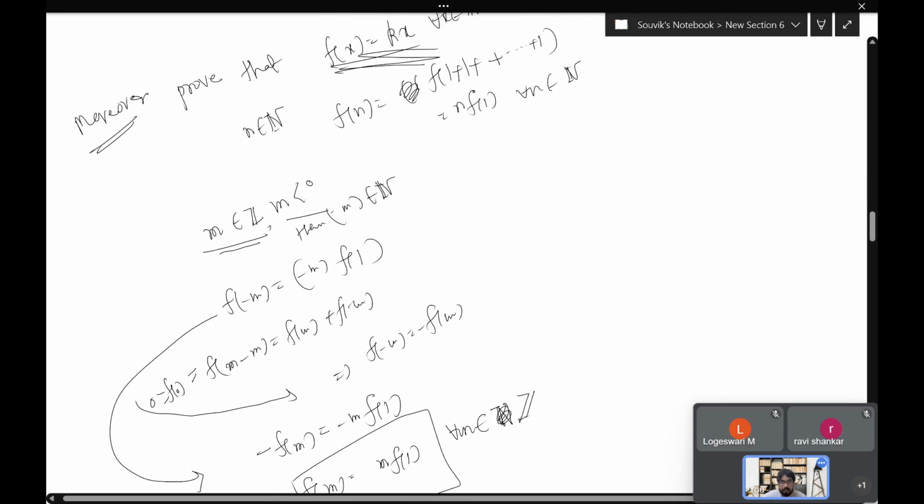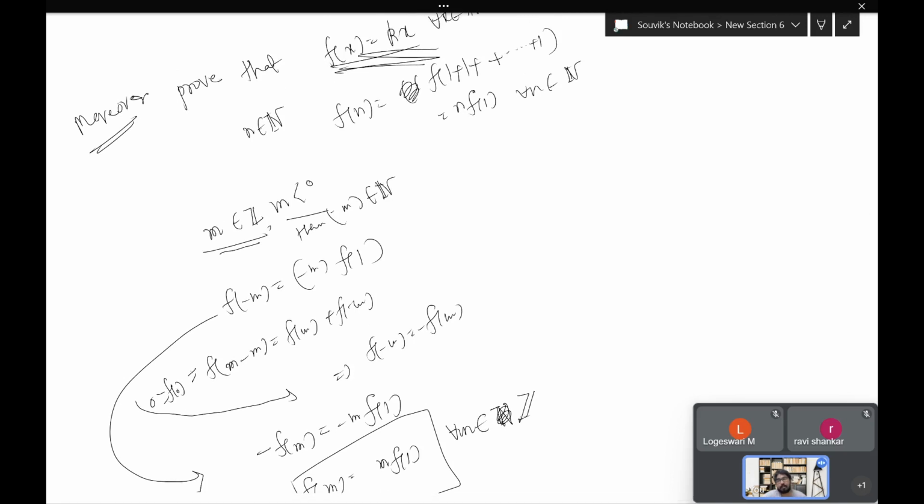And anyway, here the only tool you need to use is continuity at any point and that f is additive. This is the tool you need to use. Okay. Please go through and let me know.